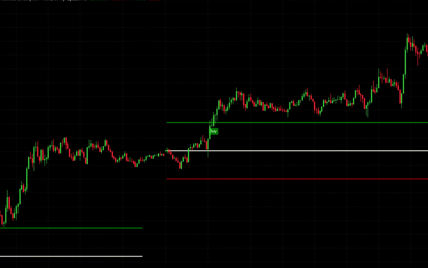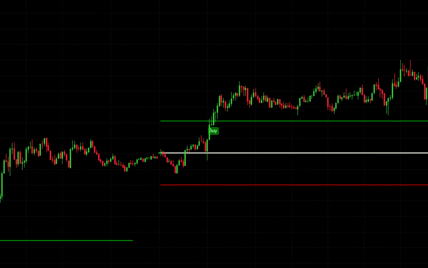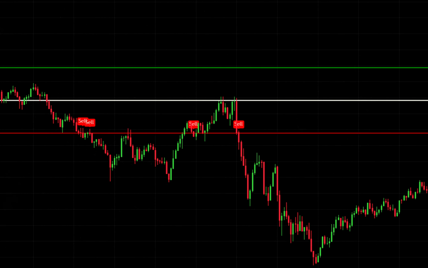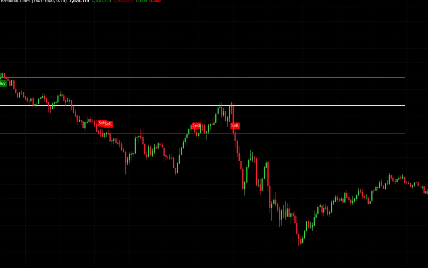This indicator highlights potential breakout zones. Above the green line signals a bullish breakout, buy signal. Below the red line signals a bearish breakout, sell signal.